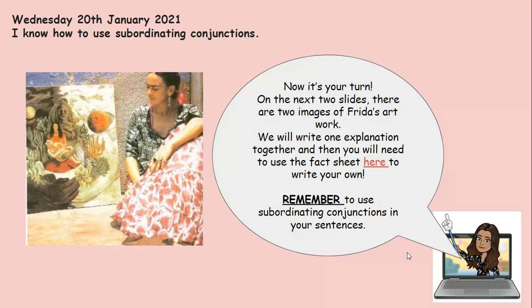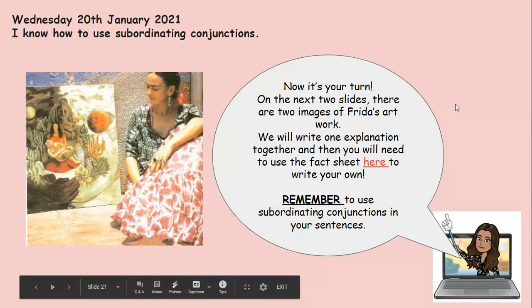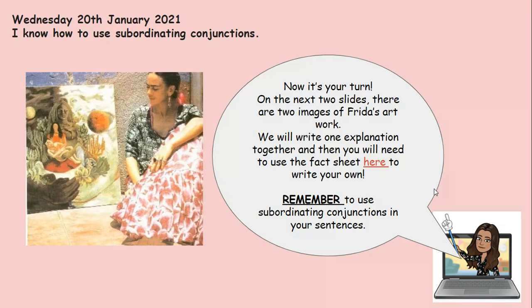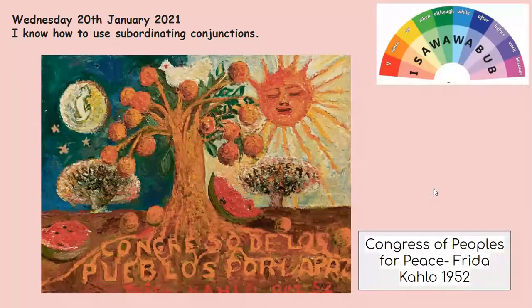Now it's your turn. On the next 2 slides, there are 2 images of Frida's artwork. We will write one explanation together, and then you will need to use the fact sheet here. So when you come out of this video, you can go to the slide and click on it, or you can go to the pupil portal to write your own. Remember, we're trying to use subordinating conjunctions in our sentences.